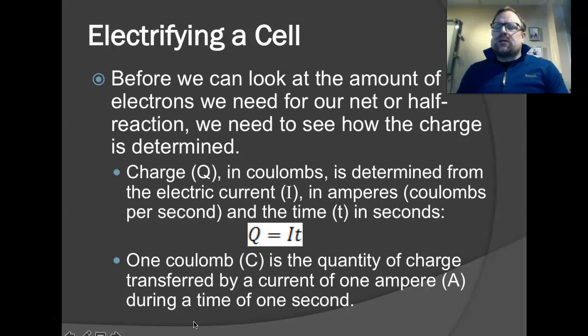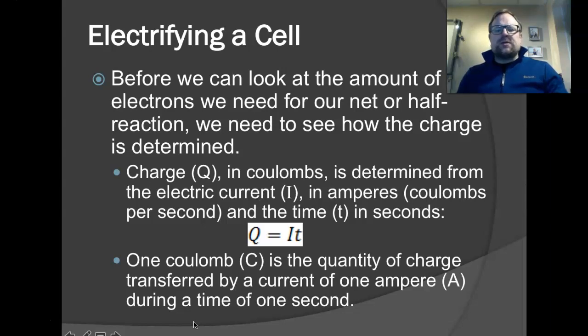Before we can actually start to do any of that work and any of those calculations, we need to look at the amount of electrons we need for our net or half reaction. And we need to see how the charge is determined. Okay, so we're going to play around with this a little bit. And this is where, physics folks, this stuff is going to look relatively similar to stuff you've already done before. We're going to be talking about charge, which is represented by a capital Q for its variable. And charge is measured in coulombs.